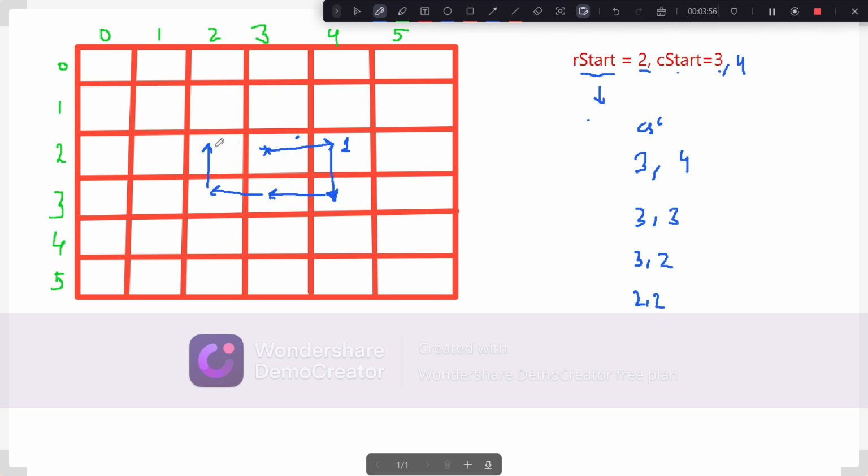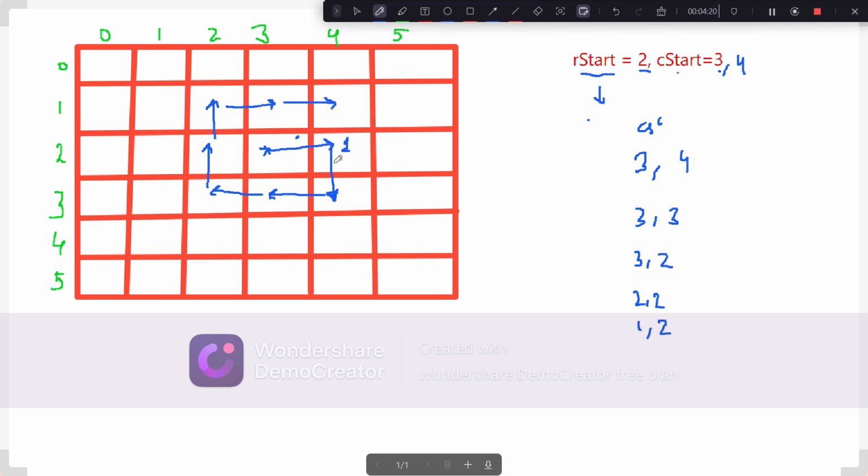So we reached here. Now we cannot go right. We have to move one more time. This time our row will become 1, and the column is still 2. Now we can move in the right direction, because we have this empty space, one which is not visited. So we can now go one more place, and similarly we can go one more place.